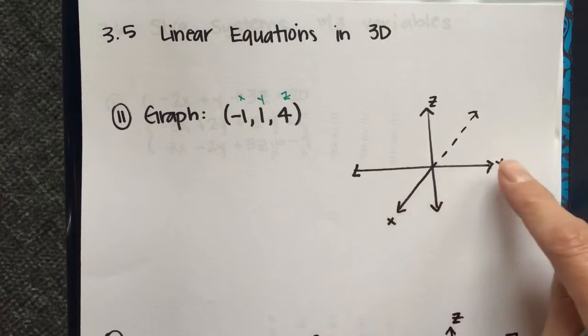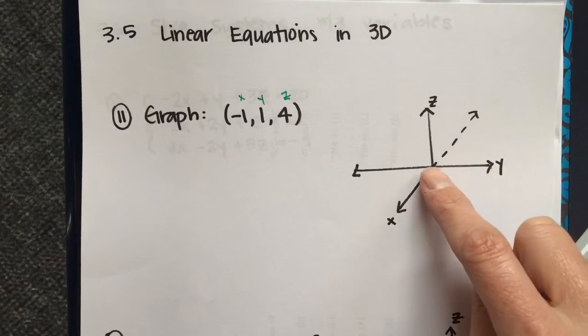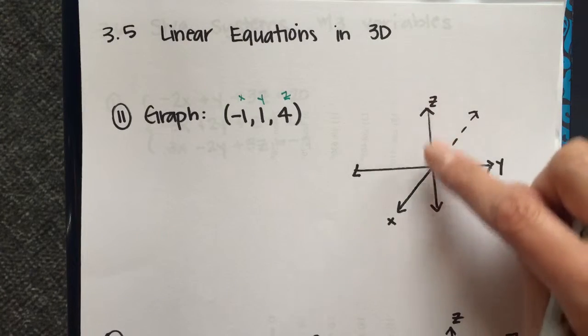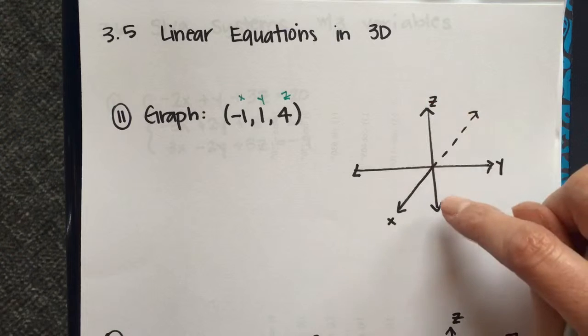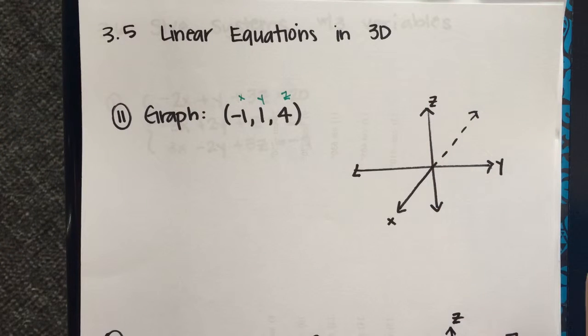Y is now the horizontal axis. Right is still positive, left is still negative. And z is now the vertical axis. Up is still positive, down is still negative.